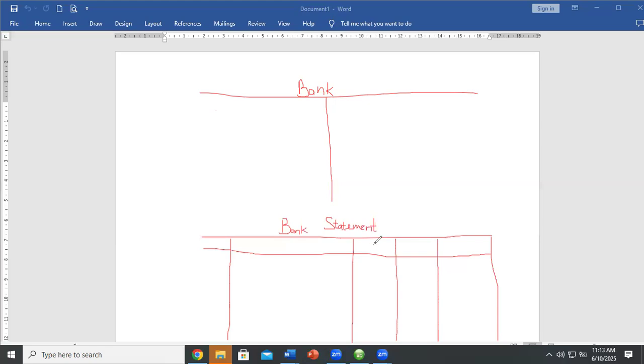Okay. So this column is for the date. The other one is for the narration or particulars. And this side is the debit side, and this side is the credit side. And the last one is the balance. So that column will tell you the balance on the account at each point in time.